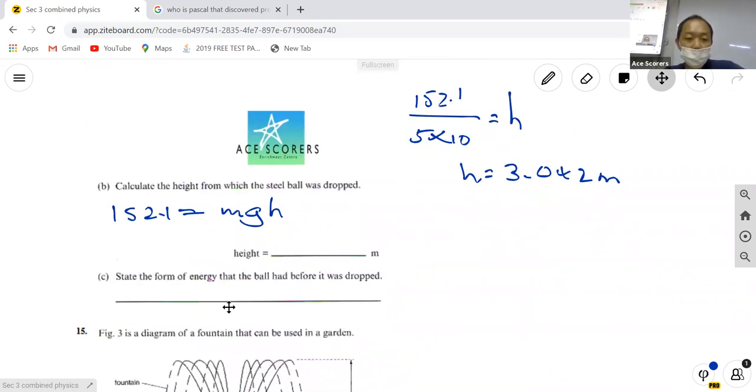So what form of energy does it have before it was dropped? Okay. This one.